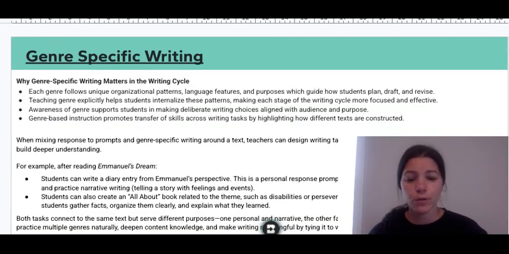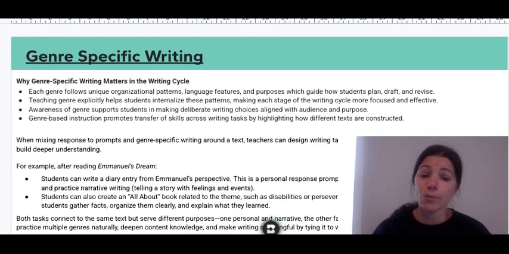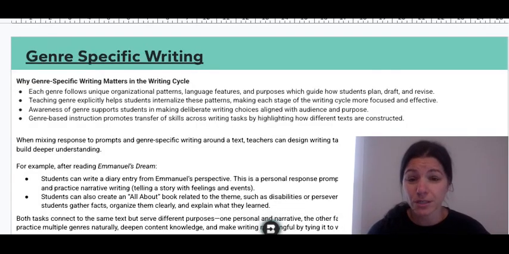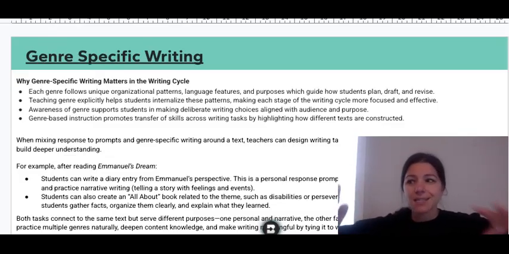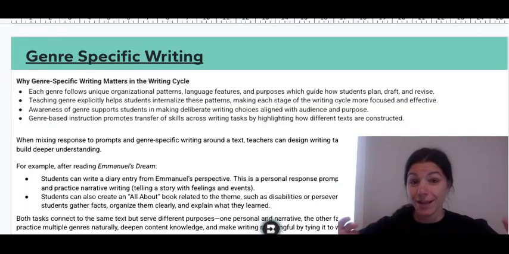And that have to include feelings or events. Or maybe they're going to create an all about book. Maybe their book's going to be all about disabilities or perseverance, right? So they're going to have to gather facts and information and organize what they're learning. I feel like so often when we're thinking of narrative writing, informational writing, or responding to text, everything is in silos, when in reality, all of these components work together.